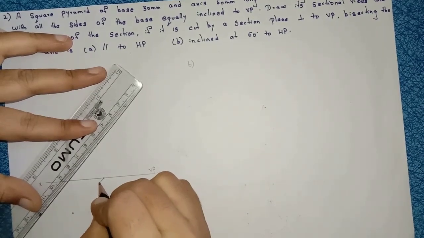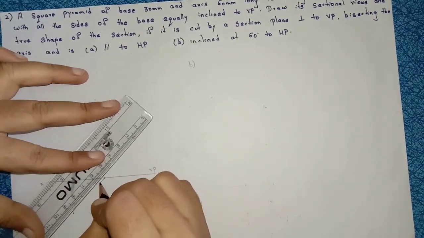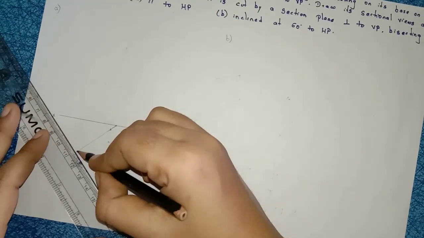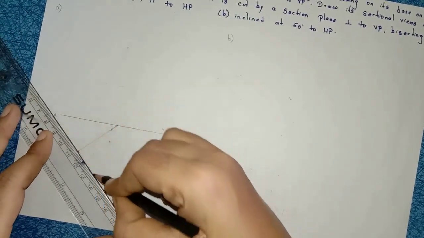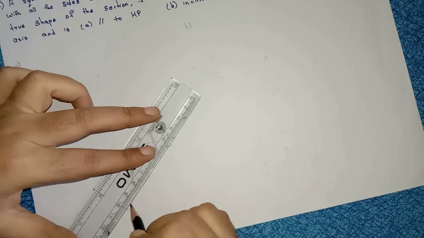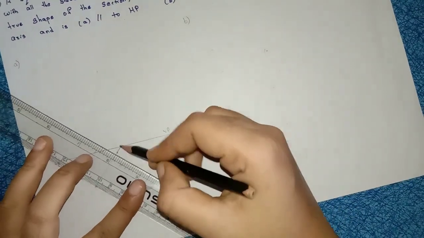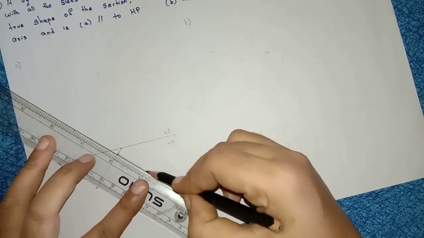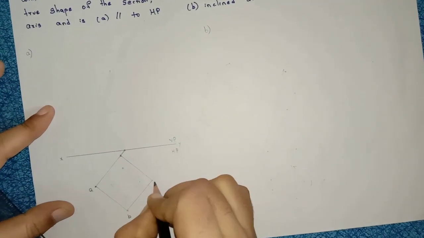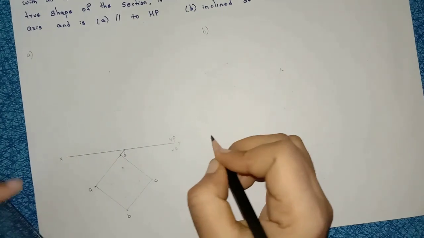Now from this point construct the square. Length of the square is 30 mm. Place your protractor at this point, 90 degrees, 30 mm. Place your protractor on this line. From this point take 30 mm, and join this one, 30 mm. After that, name this as A, B, C, D.